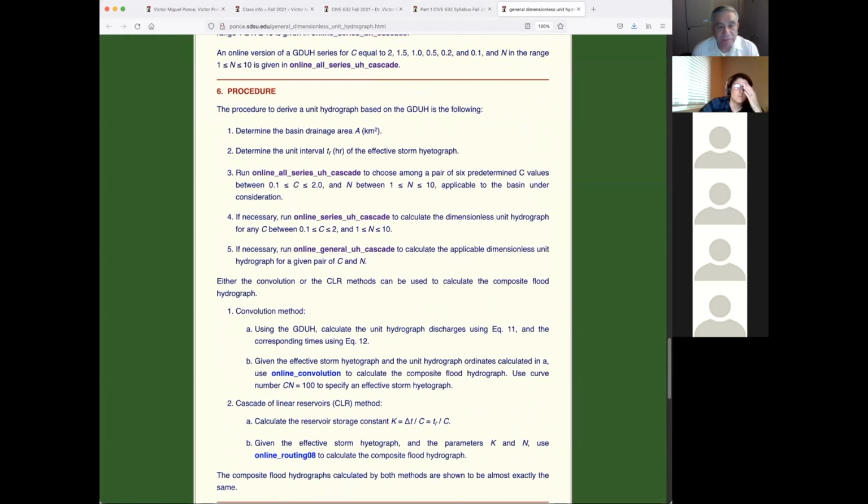Okay, so the procedure. The procedure to derive a unit hydrograph based on GDUH is the following. Determine the basin area. Determine the unit hydrograph interval. Run online all series UH Cascade to choose among a pair of 6 predetermined C values and N from 1 to 10 applicable to the basin. So you have to have some experience as to what could be the diffusion. If you don't have experience, then you will gain the experience eventually.